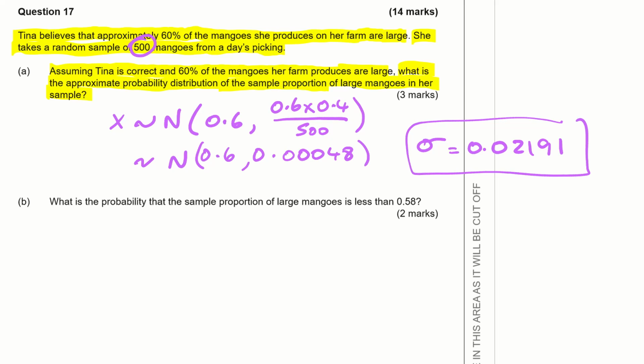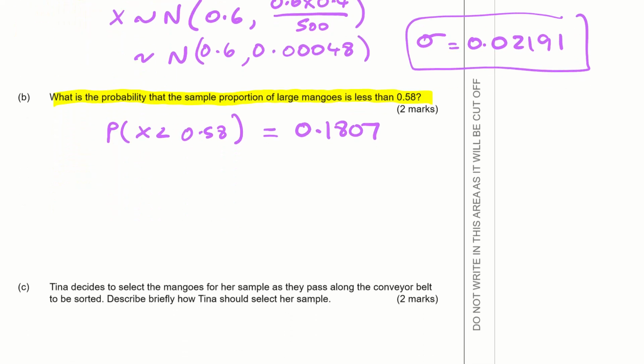So, what is the probability that the sample proportion of large mangoes is less than 0.58? So that is just the probability of x being less than 0.58. Standard CDF on your calculator, and that is 0.1807.